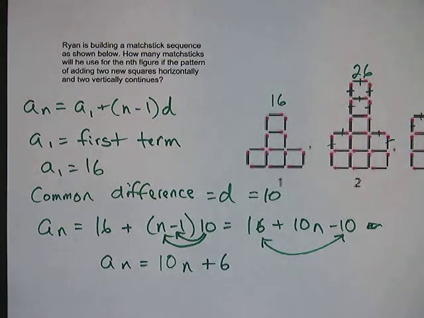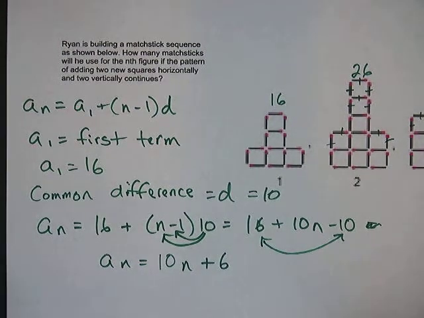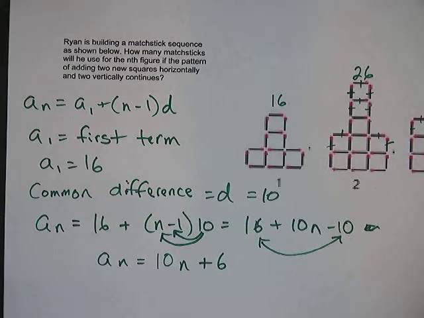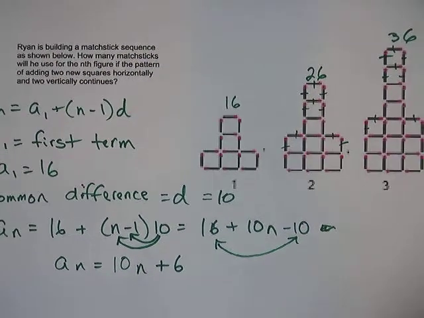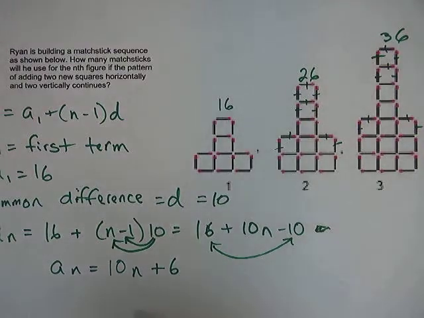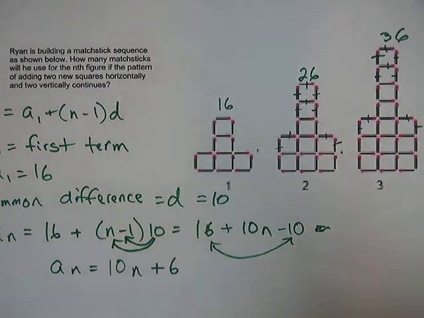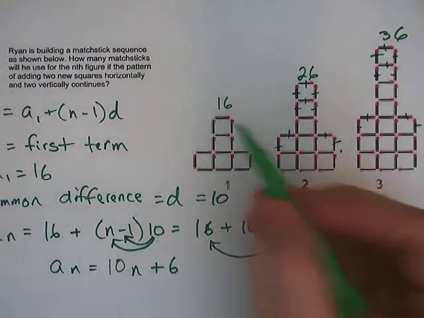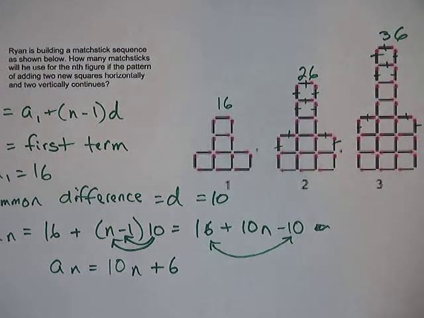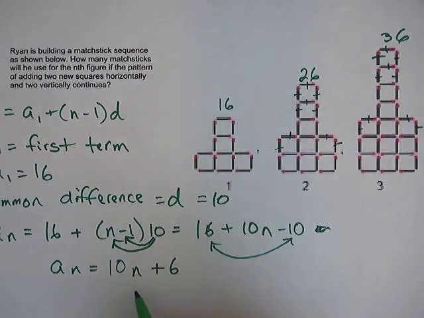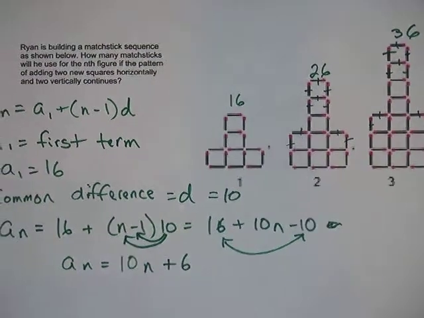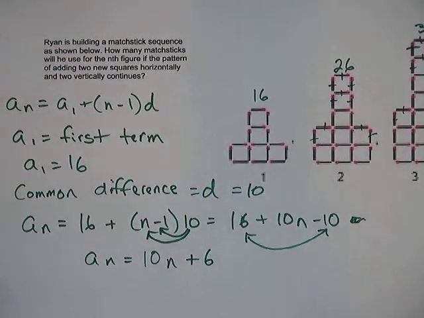Now, if you are not completely sure if you got this right, just try the first three values and see if it works out and gives you 16, 26, and 36. If you plug in a 1 here, 10 plus 6 is 16. That's the first one. If you plug in a 2 here, 10 times 2 is 20, plus 6 is 26. Likewise, 3: 30 plus 6 is 36. So it works.